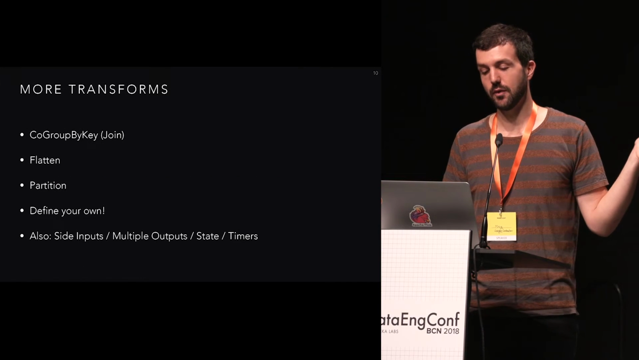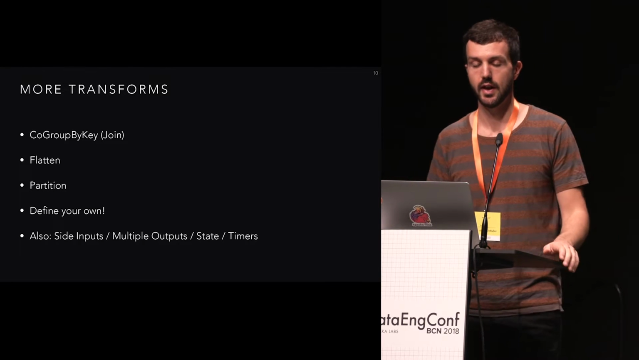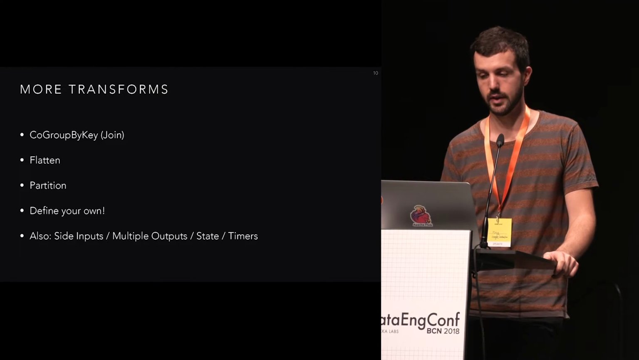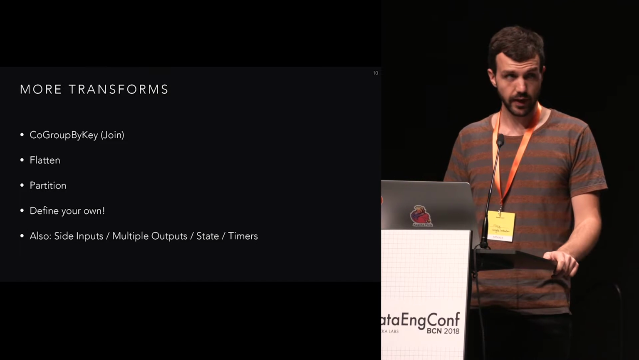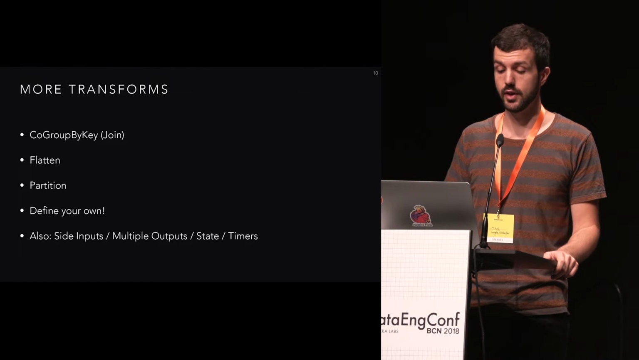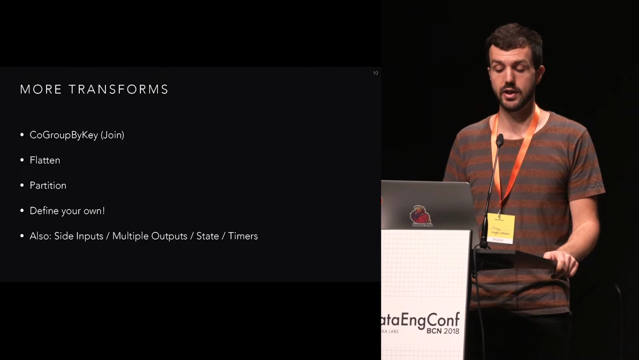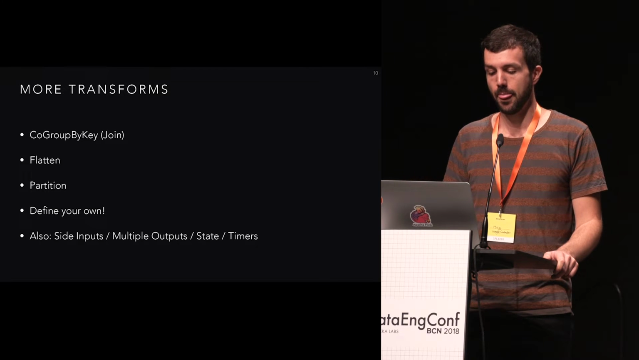And there are more transforms like CoGroupByKey, which is basically a join. You take two inputs and merge them, and then you can do joins of all kinds of sorts. There's also Flatten, which is basically like a union. There's a special Partition transformation, and also you can define your own. That's the beauty of the model.